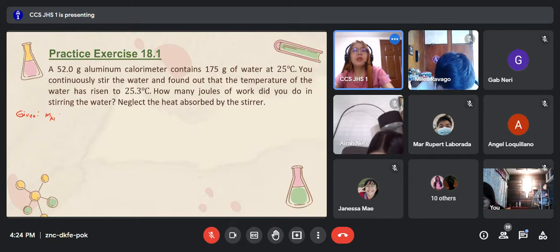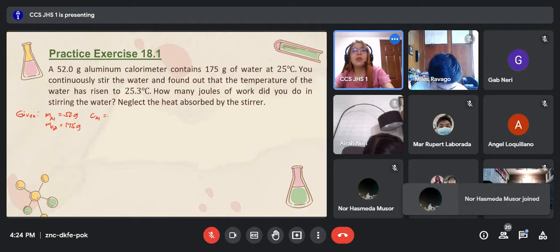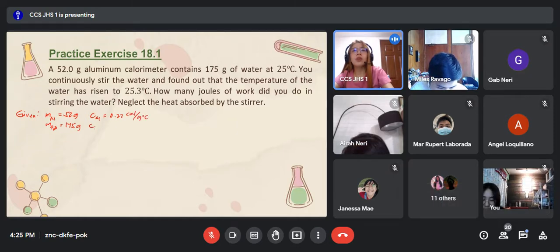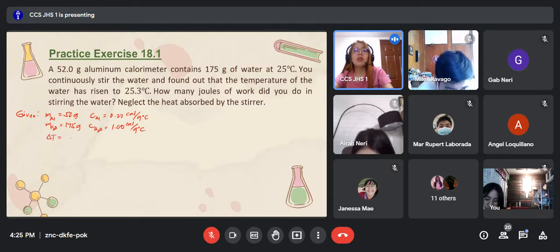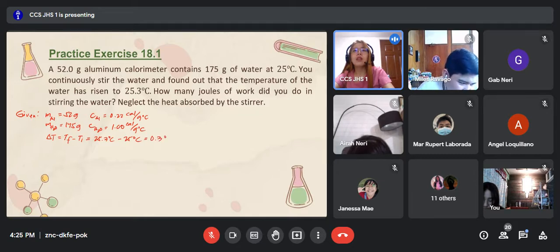So the mass of aluminum is 52 grams. The mass of water, or H2O, is 175. The specific heat of aluminum is 0.22 cal per gram degree Celsius. The specific heat of water is 1.00, or 1 cal per gram degree Celsius. Then our change in temperature is TF minus TI. TF is 25.3 degrees Celsius minus 25 degrees Celsius. So the answer is 0.3 degrees Celsius. That will be our change in temperature.